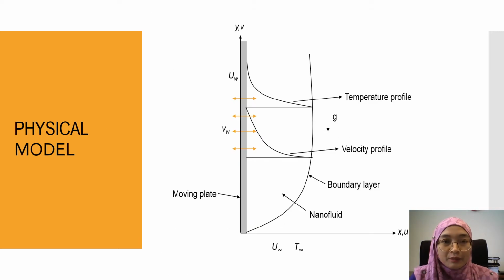This is the physical model of the study, where we have a moving plate, nanofluid boundary layer, velocity profile, temperature profile, and the yellow arrows correspond to Vw, where suction and injection occur.